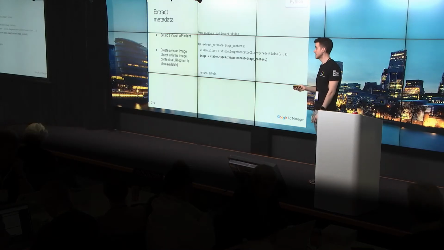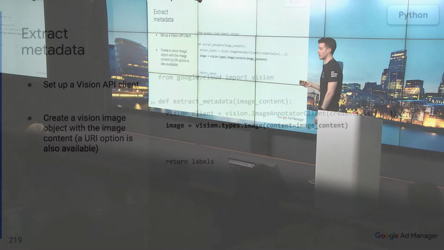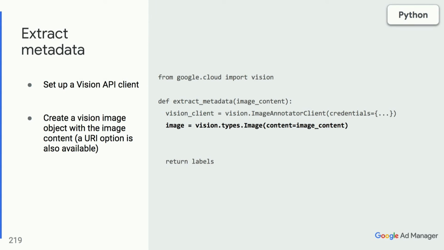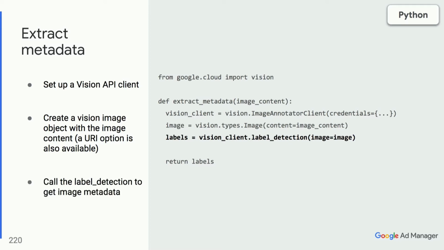So once you have that client, you can take your image content, which in this case I'm using the functionality of the API that uses a base64 encoded image. You can also pass in a URL to an image, but from that we generate an image object. And then getting the labels is one function call. You just call label detection on the image. So now we have the labels and we return them from our function.